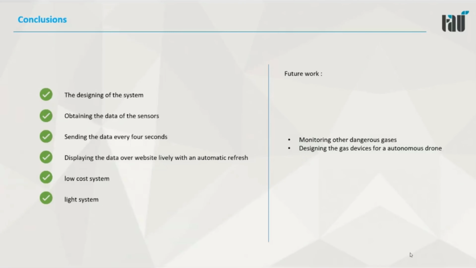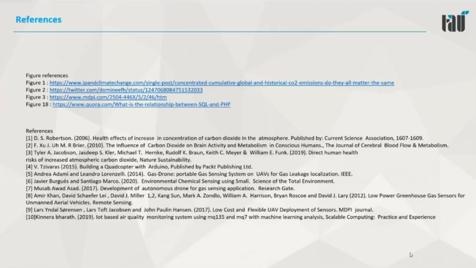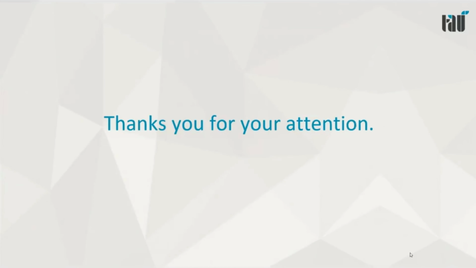As a conclusion, research was done for this project, and the outcome was a light, low-cost system that can detect carbon dioxide and position, send it every 4 seconds to the website, and display it. This project is just a start for air quality monitoring by drones. In the future, other dangerous gases could be monitored, and it could be done with an autonomous drone without any human intervention. This is the references, and thank you all for your attention.